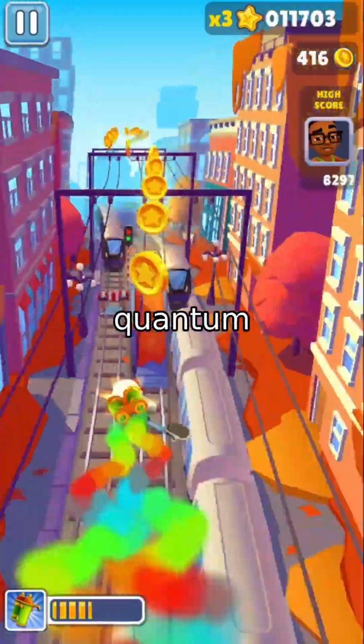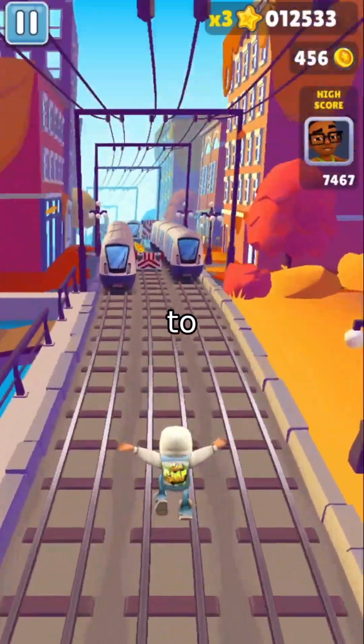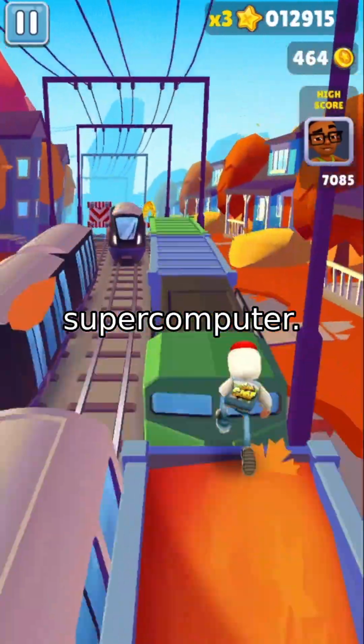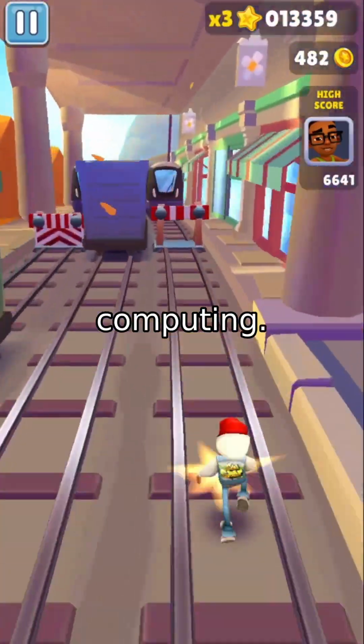From fluid dynamics to quantum mechanics, from climate modeling to aerospace design, HLaSDI is opening the door to real-time, high-fidelity simulation. And the best part? You don't need a supercomputer. Just a few data points and a little math. This is the future of scientific computing.